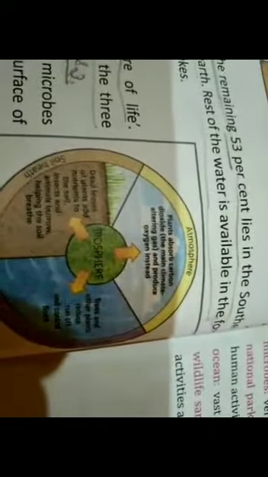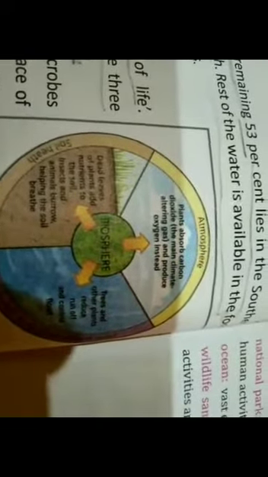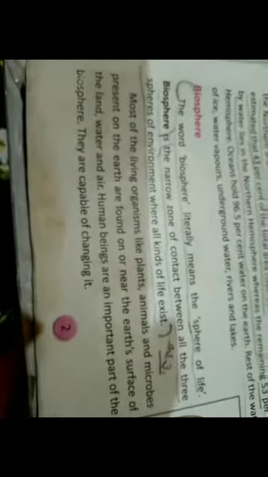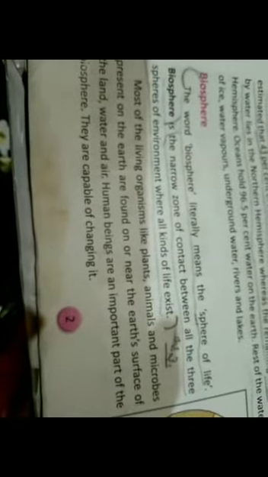That is atmosphere, lithosphere and hydrosphere, because in the absence of any one of these spheres, biosphere is not possible. Most of the living organisms like plants, animals and microbes present on the earth are found on or near the earth's surface of the land, water and air. So these all are essential.